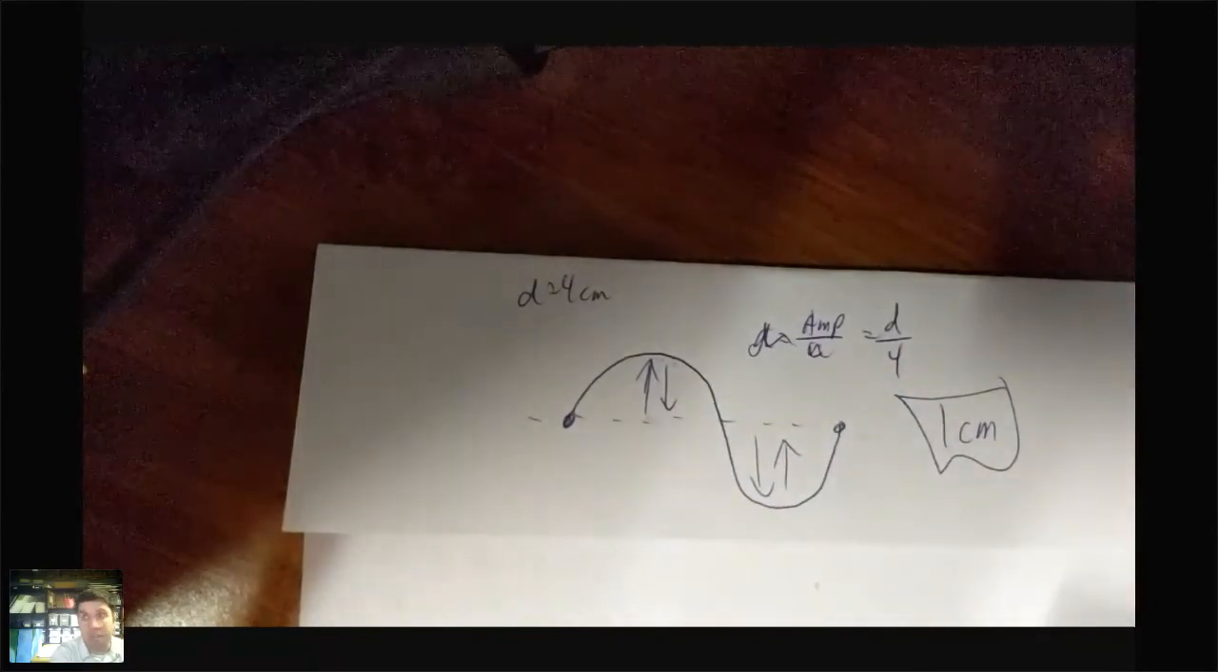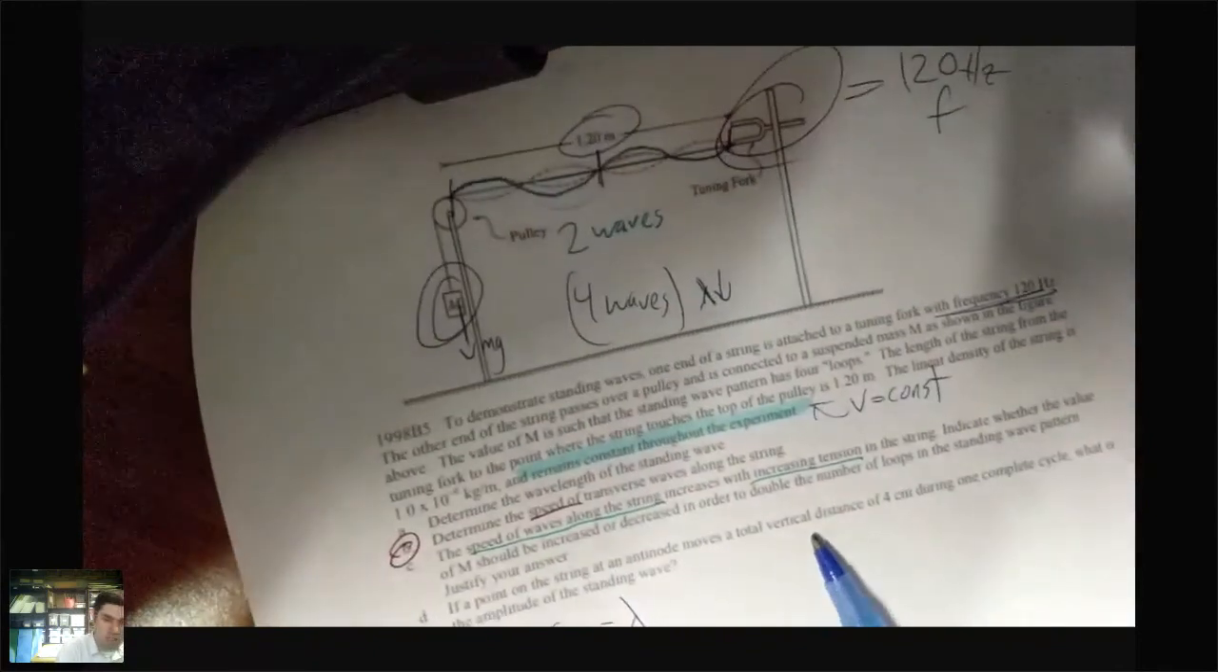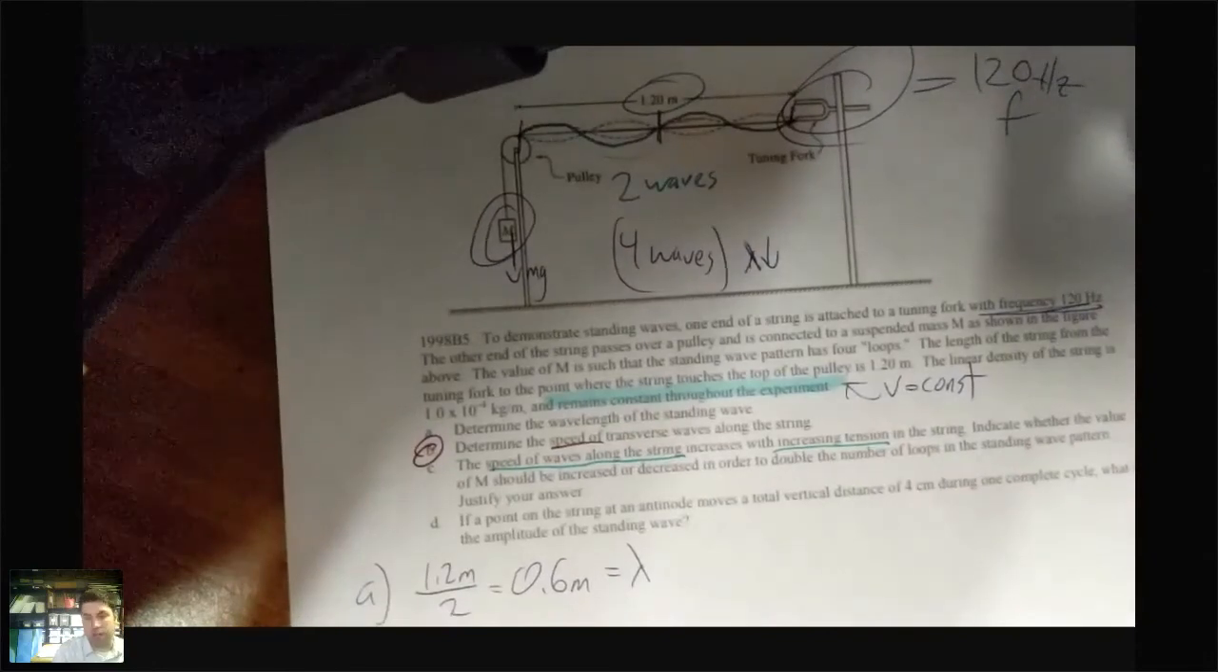So I would just say, be careful with the way this question was phrased. Total vertical distance of 4 centimeters during one complete cycle. They're trying to trick you with that question. Just be aware of it. Be ready for it. Okay.